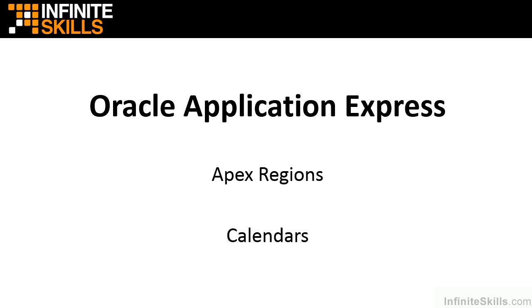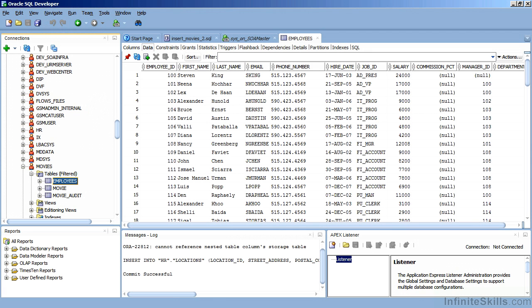Welcome to Oracle Application Express Apex Regions Calendars. A calendar is a real nice way for you to plot information from your Oracle database on the screen. In order for us to do this, we need to find a table inside of our database that has date information in it. For this example, I have an employees table that has a hire date field in it with date information. I'm going to use this hire date column to drive the calendar engine inside of Oracle Application Express.